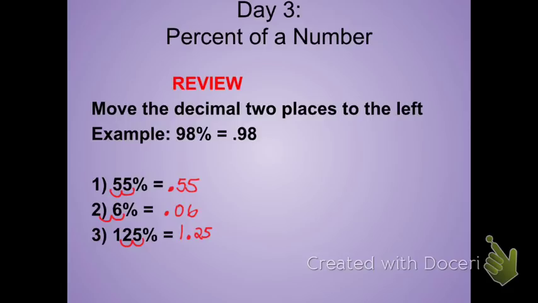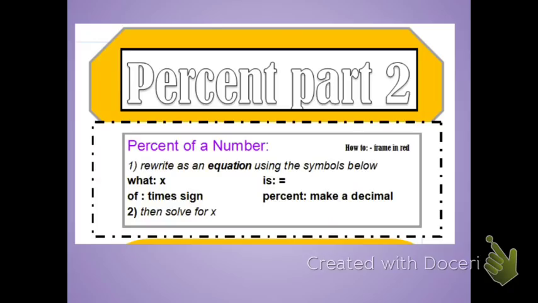Okay. Now let's go into the directions really quickly for finding a percent of a number. This is on the front of your foldable. There are two steps. Number one, rewrite it as an equation using those symbols that we'll talk about in a second, and then solve for x like an algebra problem. That's really all it is. So let's talk about what these symbols represent.